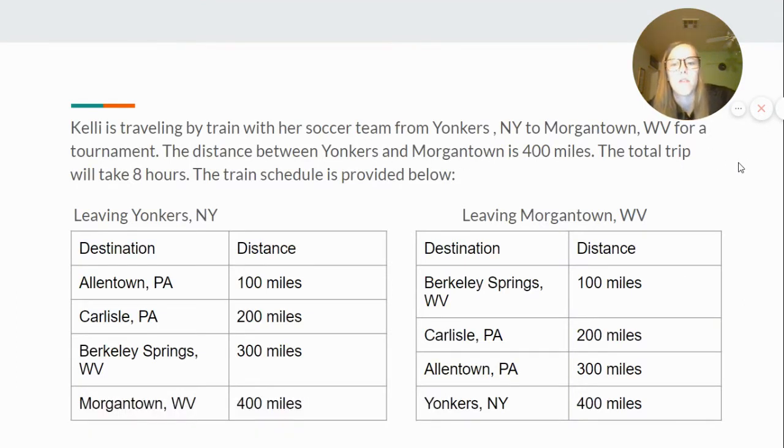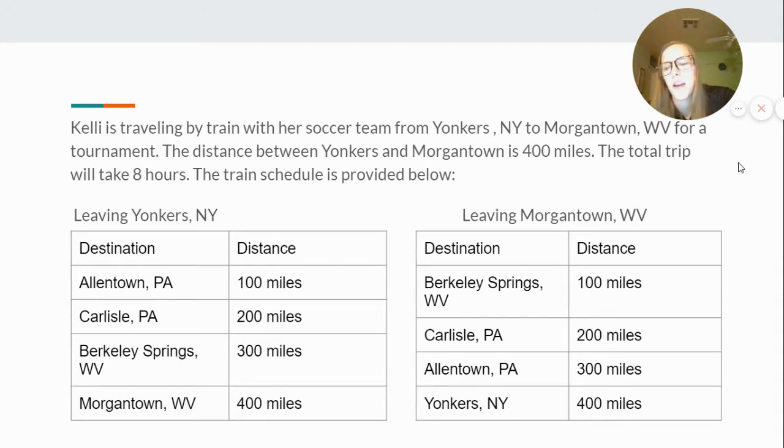So we have Kelly, who's traveling with her soccer team from Yonkers, New York, to Morgantown, West Virginia for a tournament. The distance between Yonkers and Morgantown is 400 miles. The total trip there and back will take 8 hours. The train schedule is provided.